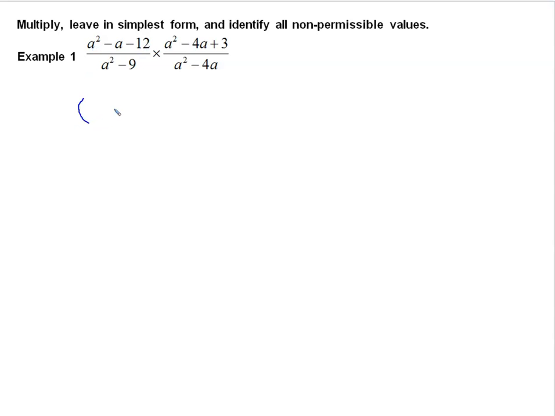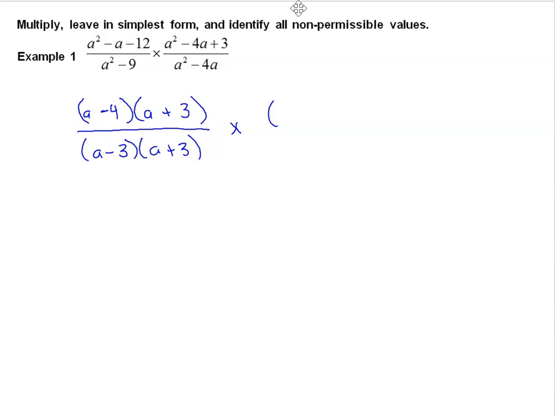So what's going to multiply to give me 12 and add to give me -1? That's going to be a -4 and a +3. And then on the bottom here, I have difference of squares. So that's a minus 3 and a plus 3. And then this will all be multiplied. So let's factor this again. What's going to multiply to give me 3 and add to give me -4? That's going to be a -1 and a -3. And then on my bottom here, I can actually just factor out an a. That will leave me with a minus 4.